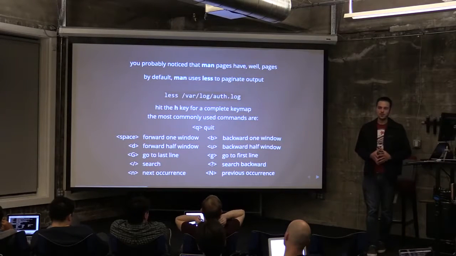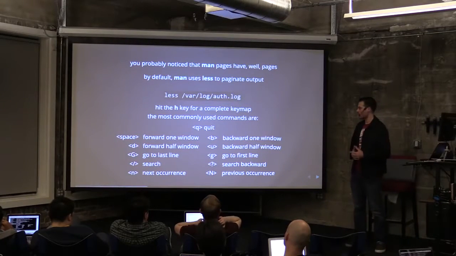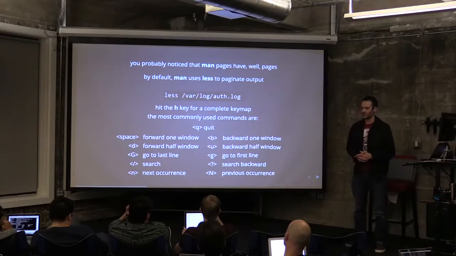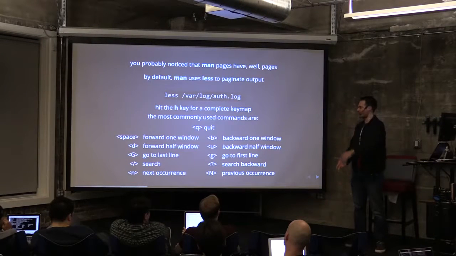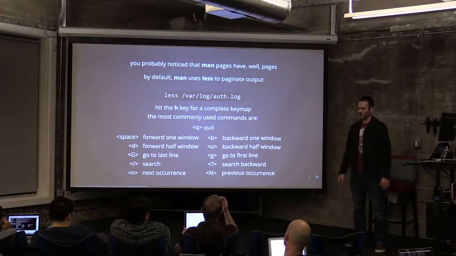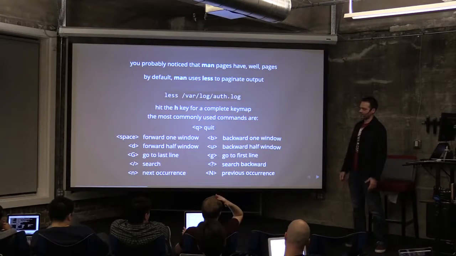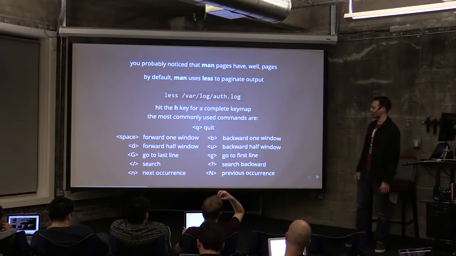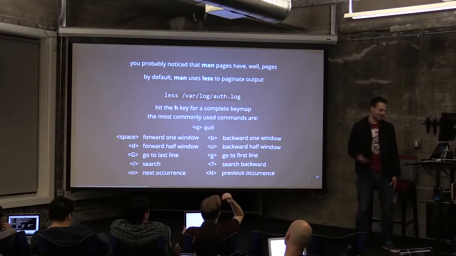So less is used by a lot of utilities that show you paginated output. The name less is pretty interesting. The first one of these utilities was called more. And more shows you more information about a file than can fit on the screen. But in more, you can't go back. You can only go forward. So somebody's like, wait, we could do better. And then they called it less to be funny, because it's better than more, but they called it less.